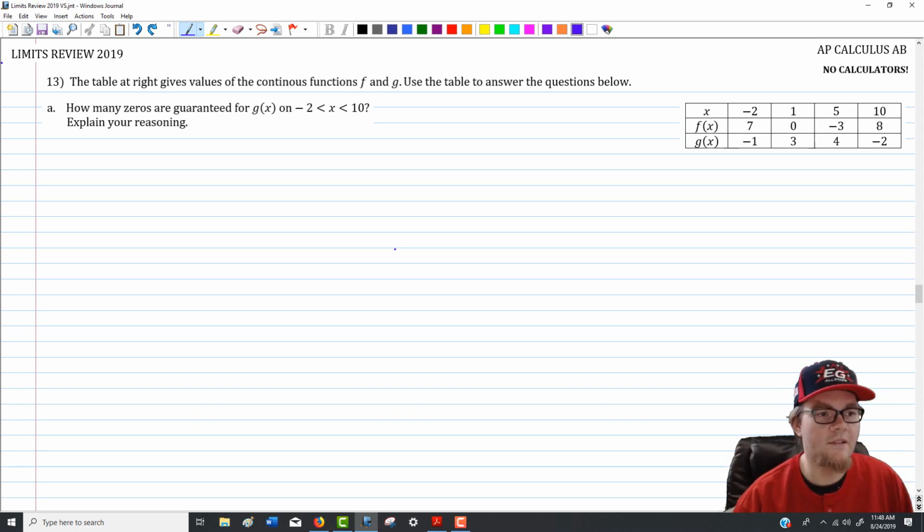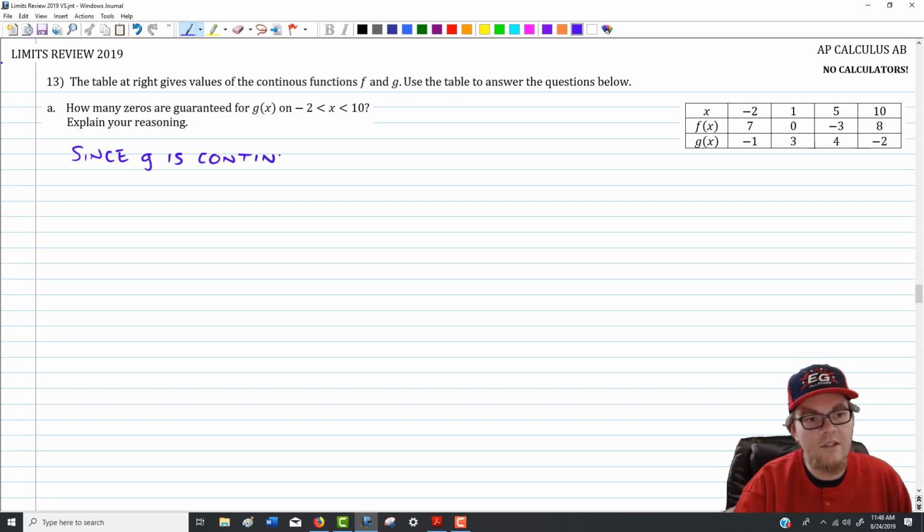So the first question asks us, how many zeros are guaranteed for g on -2 to 10, and to explain our reasoning. Before we even start looking over there, since g is continuous, it's important to establish this. Since g is given as a continuous function, the IVT, or intermediate value theorem, can be applied, meaning that if we have appropriately spaced endpoints, we can guarantee particular y values and corresponding x values for each section.